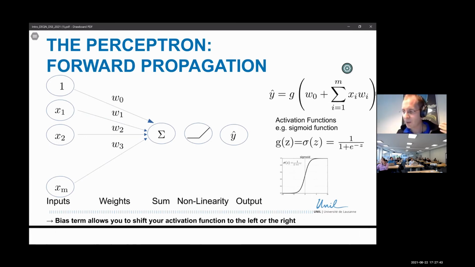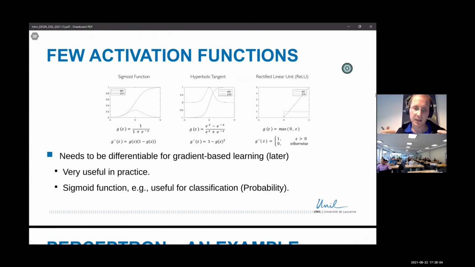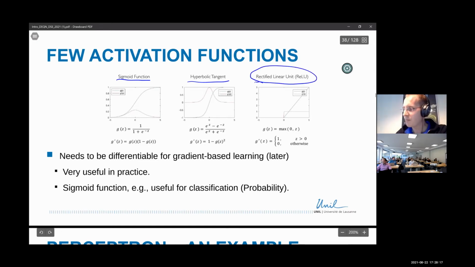Now, what sort of G can we have? So historically, people were using the sigmoid function. It looks like this essentially. It maps something between 0 and 1. There's other functions. It was shown that if you have deep learning, so many hidden layers, as you will see in a moment, this is probably not the best activation function, but you have sigmoid, hyperbolic tangent, ReLU, which is nowadays probably the industry standard.